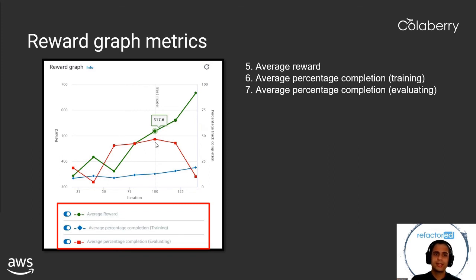Our sixth metric is the average percentage completion, and this is during the training phase. This is the average percentage of the track completed by the agent in all training episodes in the current training iteration. Our seventh metric is the average percentage completion during evaluation. This is the average percentage of the track completed by the agent in all episodes run during the evaluation period, while SageMaker is updating the model using the current iteration of your model.